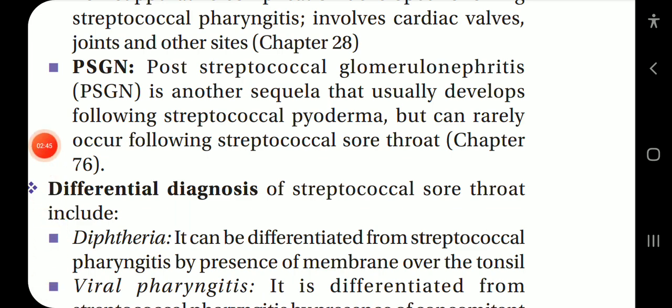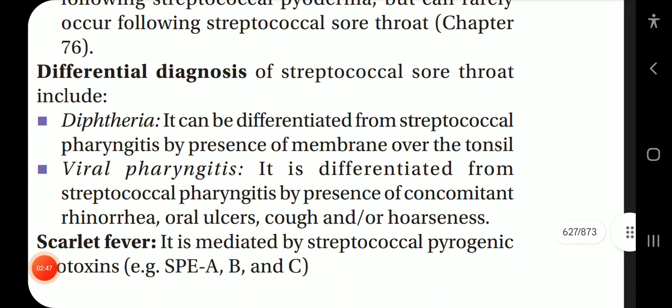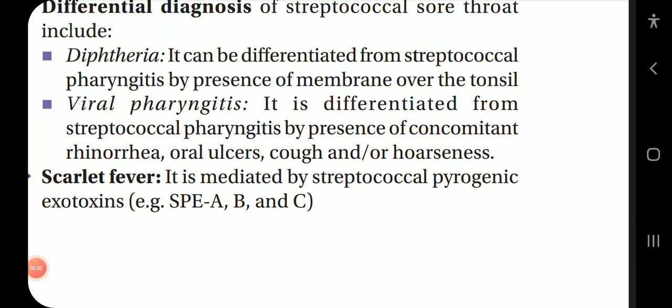Differential diagnosis of streptococcal sore throat includes diphtheria. It can be differentiated from streptococcal pharyngitis by presence of membrane over the tonsil. Viral pharyngitis is differentiated from streptococcal pharyngitis by presence of concomitant rhinorrhea, oral ulcers, cough, and/or hoarseness.